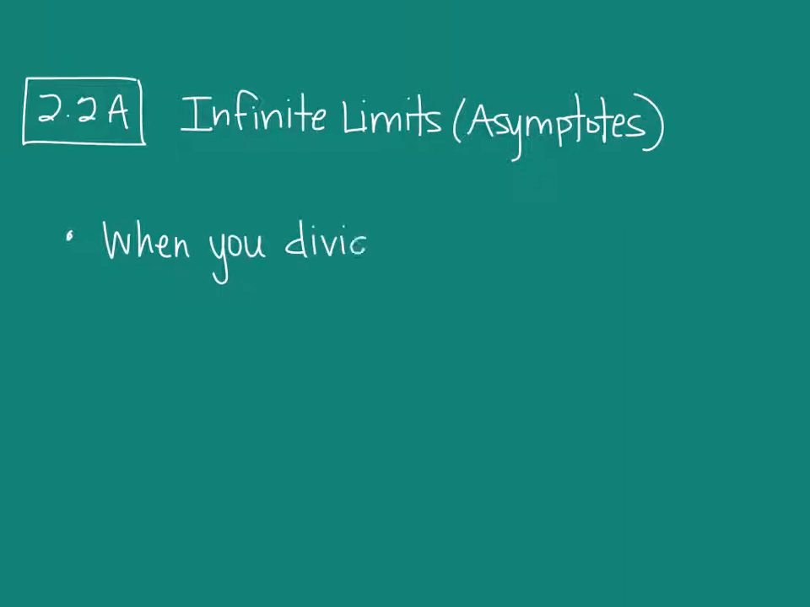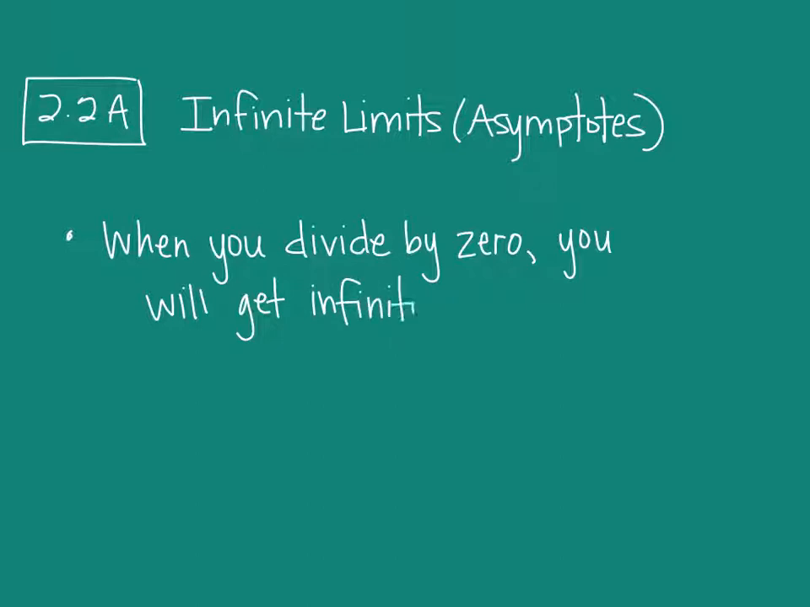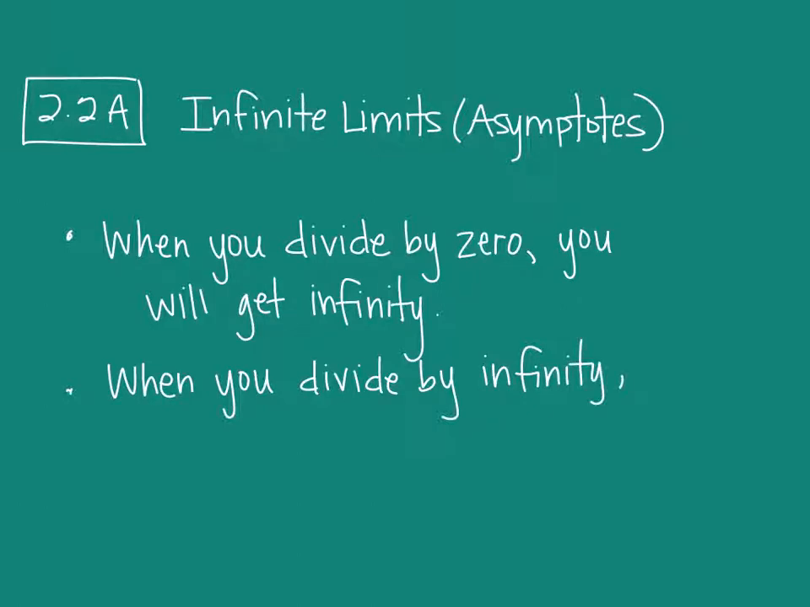When you divide by 0, you will get infinity. Okay? When you divide by 0, you get infinity. When you divide by something small, the result is something very large. The converse is also true. When you divide by infinity, you will get 0.